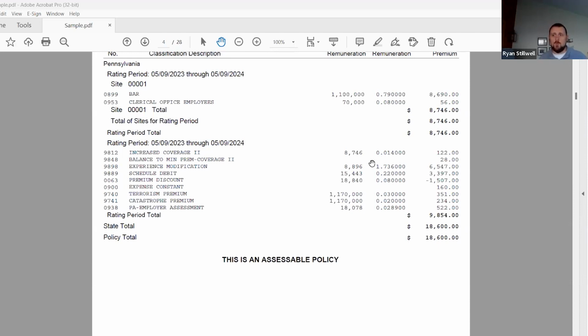So I hope this grants some insight into how you can better understand your workers' comp policy, how it's rated, what can be changed, what can't, what the underwriters look at in terms of your history and how that affects your pricing.